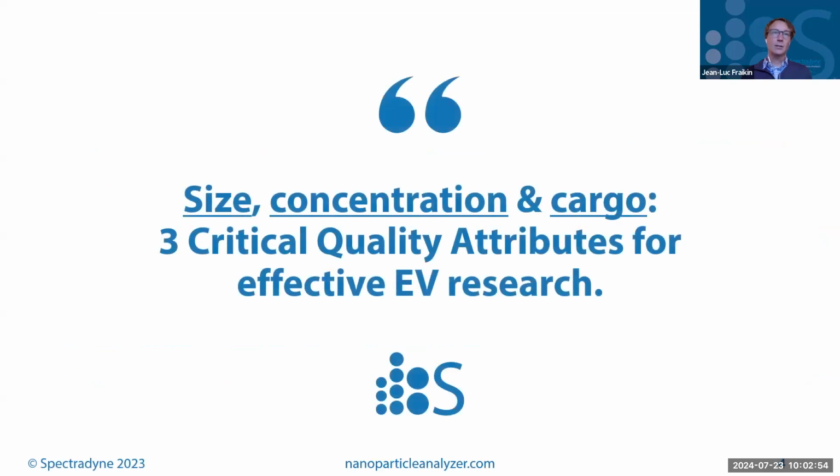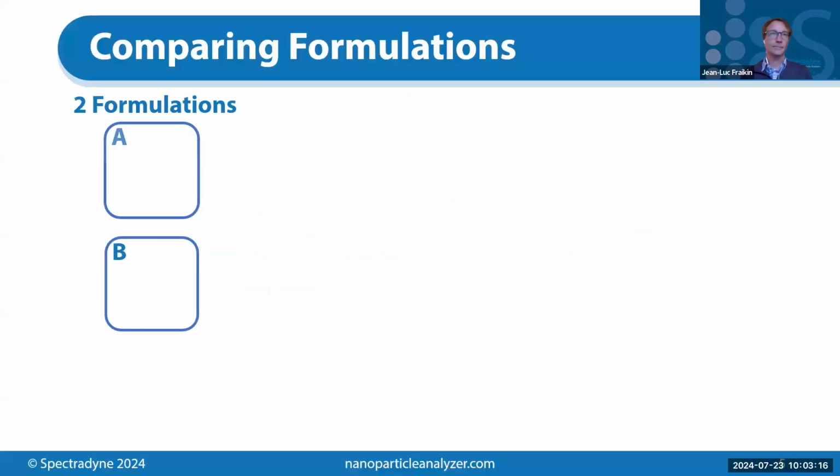So Spectradyne really focuses on measuring three basic things, right? Our technology is pretty simple, actually. Just measures the size, the concentration, and the amount of cargo on these EVs, these nanoparticle-based therapeutics or biomarkers. These are important for all areas to quantify the critical quality attributes for all areas of EV research.